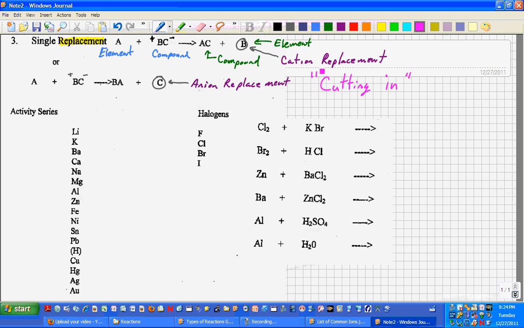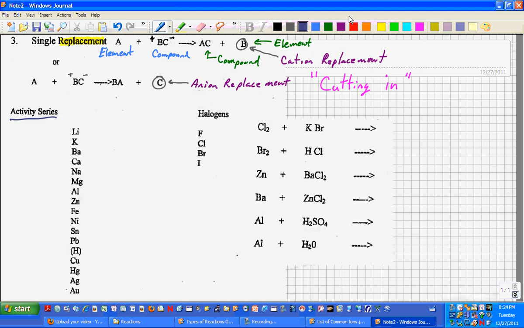The other option, though, is that someone can say, no, I don't want you to cut in, and the new dance doesn't happen. In this case, the reaction doesn't happen. The reaction doesn't necessarily have to happen. Single replacement reaction is governed by the activity series.